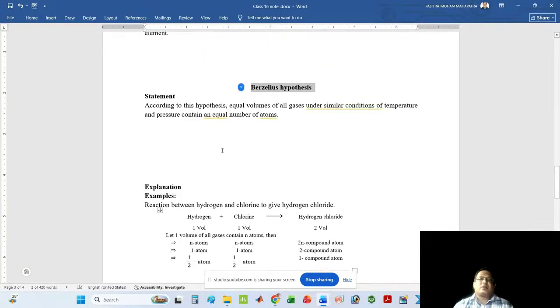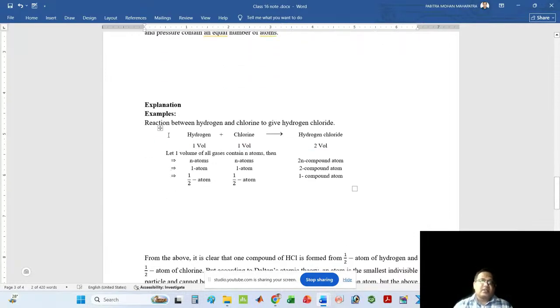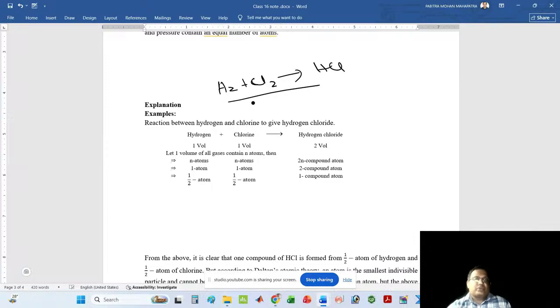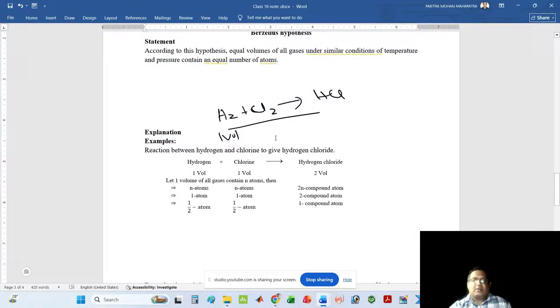As for the Berzelius hypothesis, before going to the statement, I want to give an example. Suppose I take the reaction between hydrogen and chlorine, that is H2 and Cl2. When hydrogen and chlorine undergo reaction, it gives HCl. As per the Berzelius hypothesis, suppose I take one volume of hydrogen, and also one volume of chlorine at the same condition of temperature and pressure.